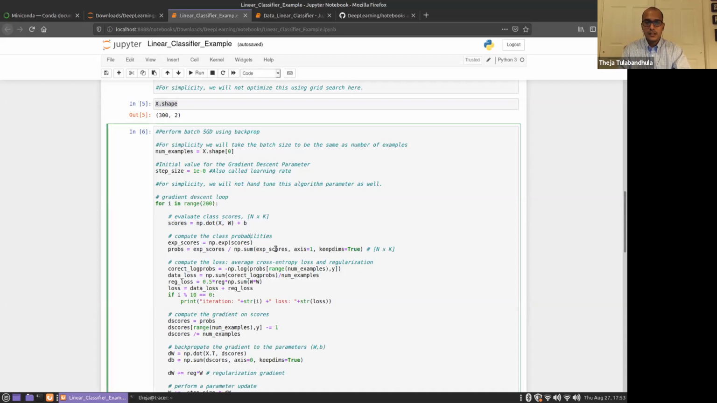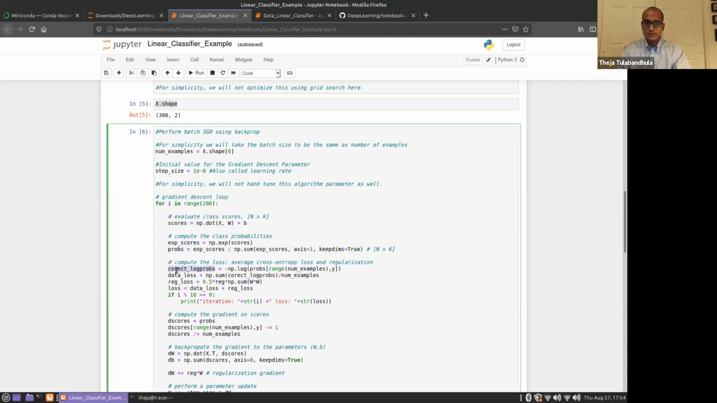From scores, there's a way to convert to probabilities. I think we briefly discussed that because scores can be anywhere, they don't have to be between 0 and 1, whereas we want numbers between 0 and 1. So we can talk about the loss Li. Li was the negative log of the probability, and that's what we're computing here. Remember this whole code is vectorized. So we first compute the negative log of probabilities.